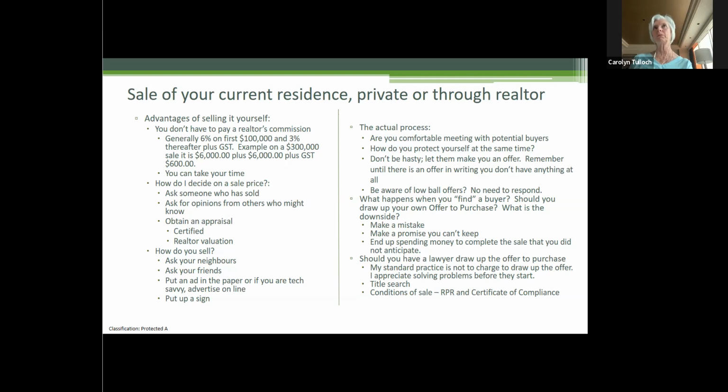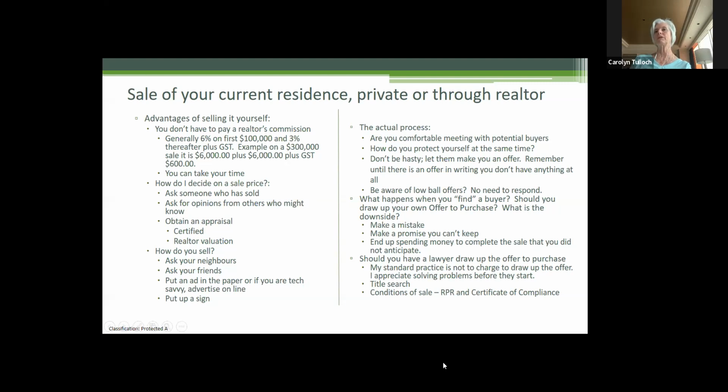It takes me probably less than 10 minutes to draw up an offer to purchase. I never charge for drawing up the offer to purchase. I want to solve the problems before they start. If you do your own offer to purchase, quite often you'll make a mistake. You'll make a promise you can't keep, and you'll end up spending money to complete the sale that you didn't anticipate. So as I say, contact your lawyer. They'll be happy to draw you up an offer to purchase.